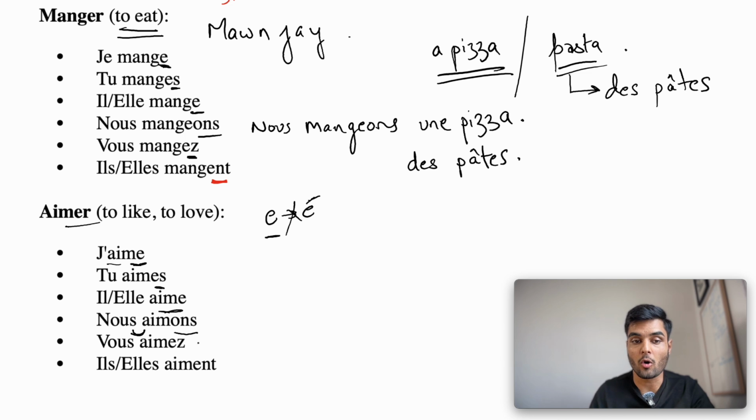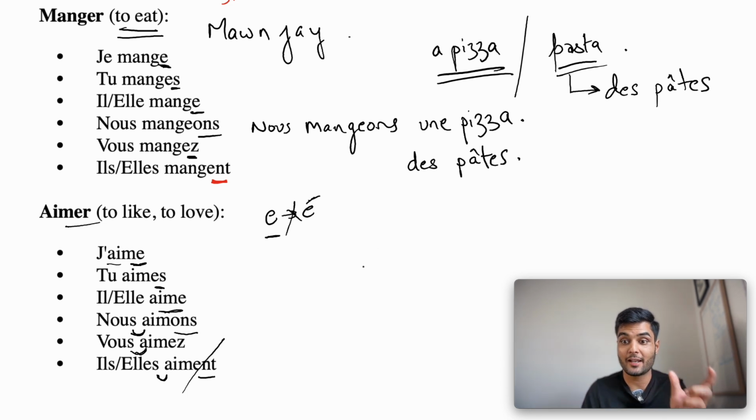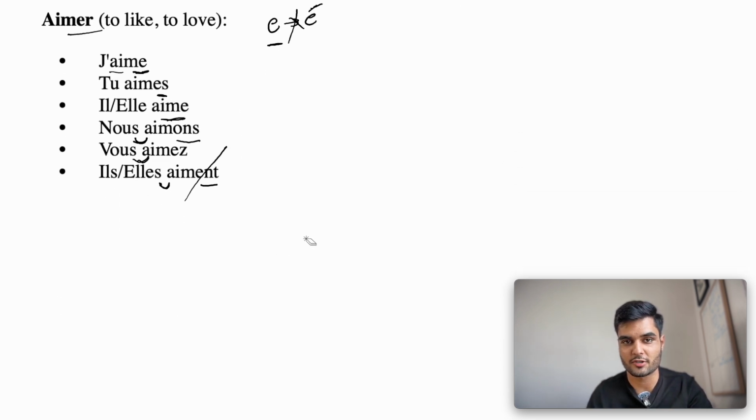Okay. On, vous aimez. Liaison rule. Il, elle, zem. Okay, zem. Now this is not pronounced. Okay, so this is to love something. Now if I want to say I love eating pizza, okay, I'll write it in English first.